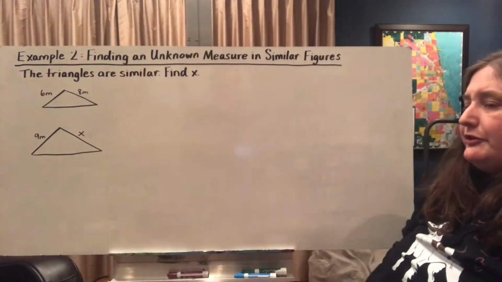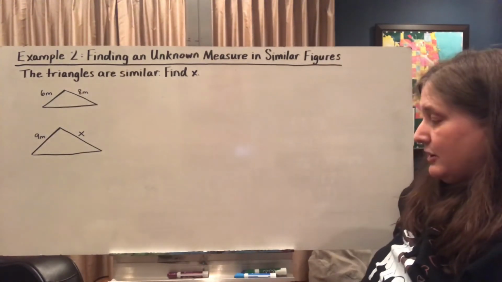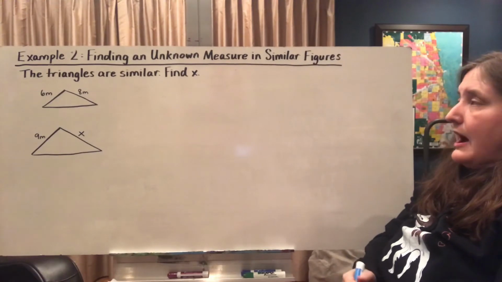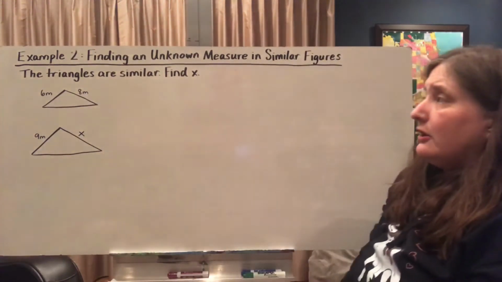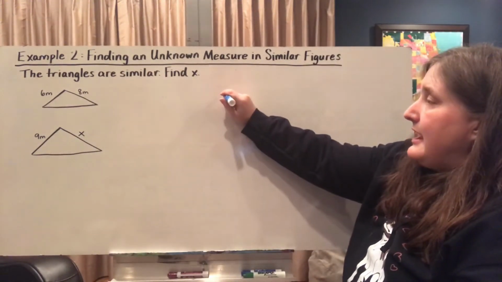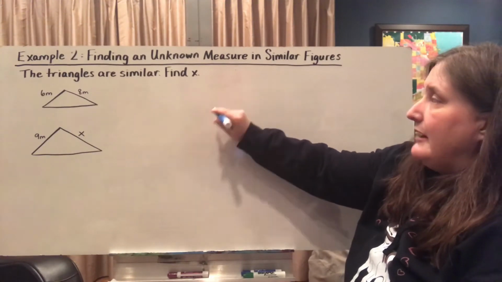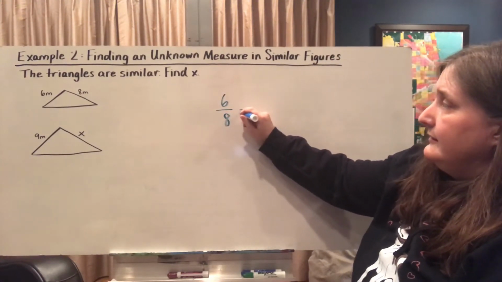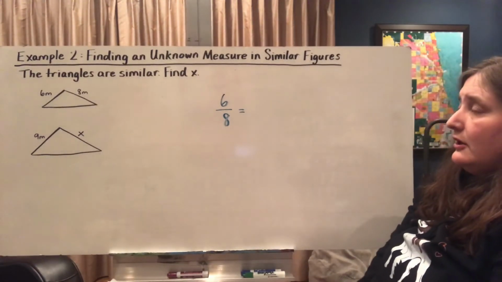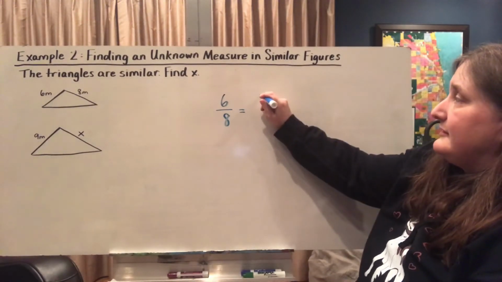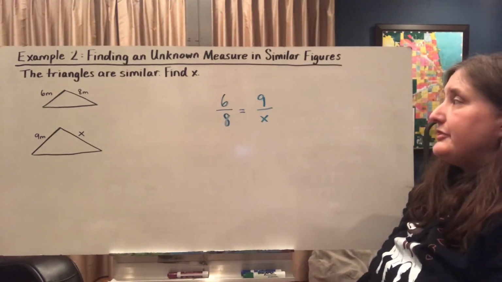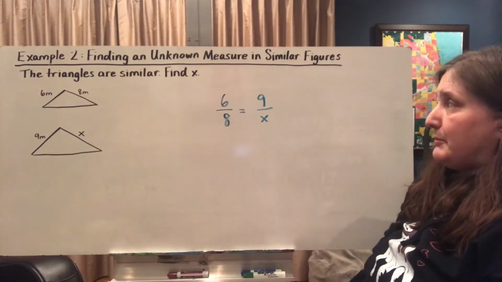So here we're being told that these two triangles are similar, and they want us to find this missing value of x. So I can write a ratio for this smaller triangle. It has a side length on the left of 6 and on the right a side length of 8. In the larger triangle, the side length on the left is 9 and the one on the right is our x. And if they're similar, their side lengths should be proportional.